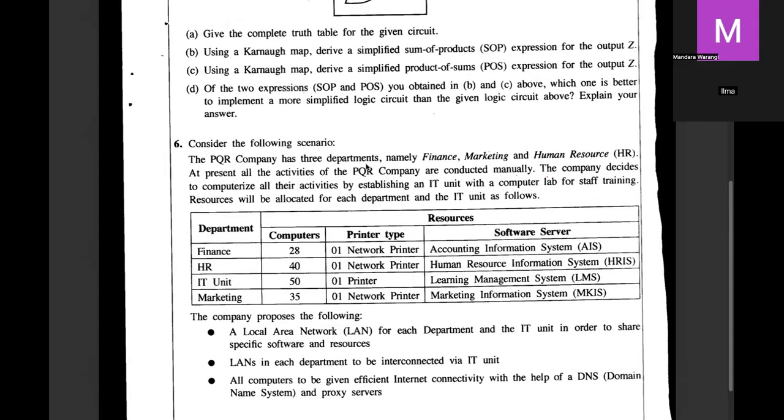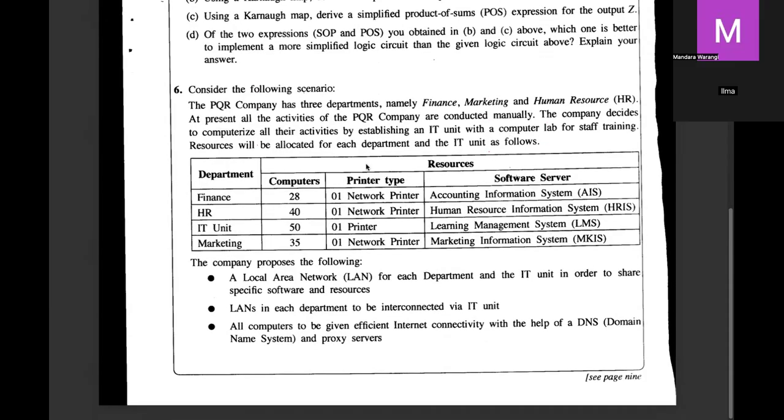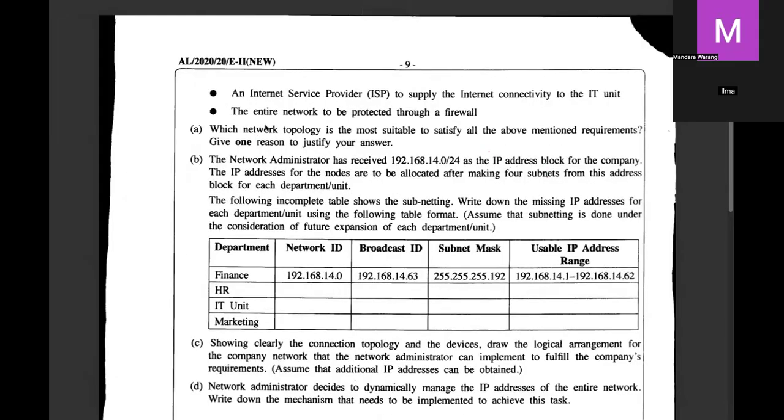Consider the following scenario. The PQR company has three departments, namely finance, marketing, and human resource. At present, all the activities of the PQR company are conducted manually. The company decided to automate all the activities by establishing an IT unit with a computer lab for staff training. Resources will be allocated for each department and the IT unit as follows. The company proposed a local area network. So this is the department. Let's go to the question.